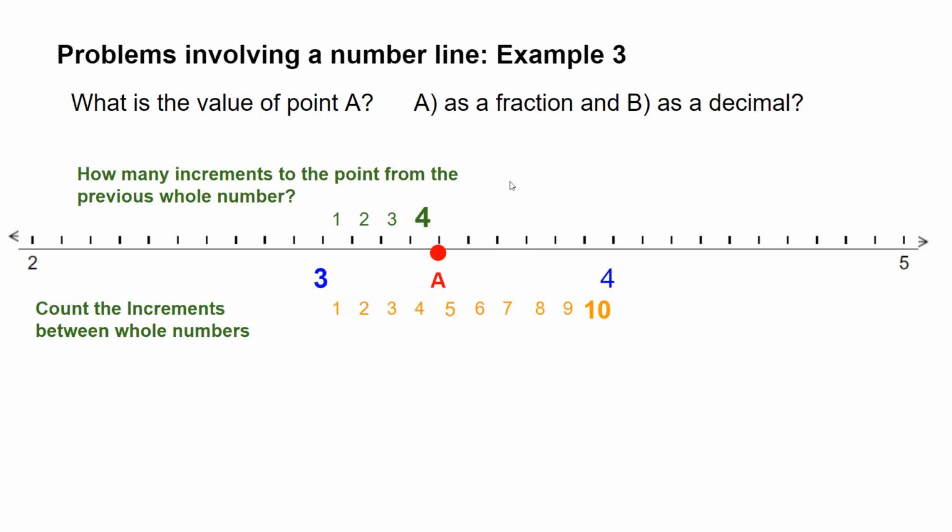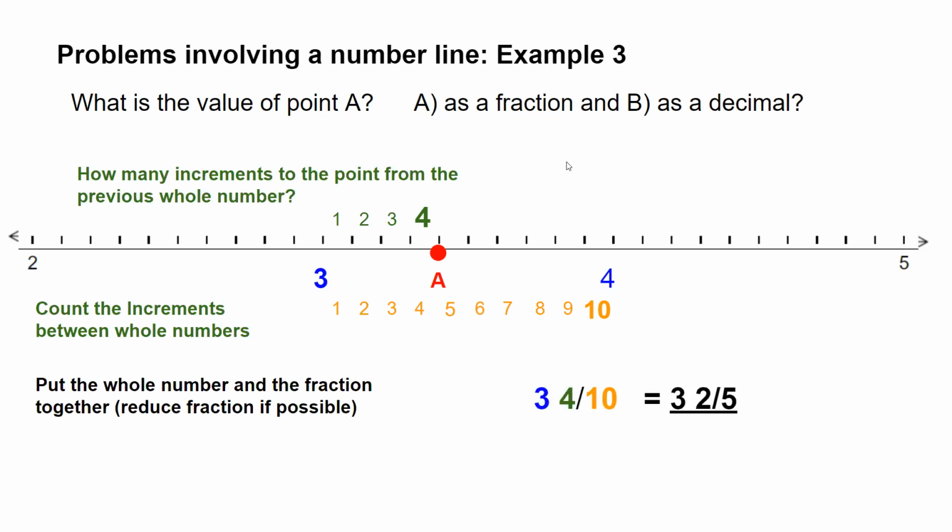We're going to add that to the whole number of 3. And we get 3 4/10. 4/10 can be reduced to 2/5. So we do that, and our answer is 3 2/5.